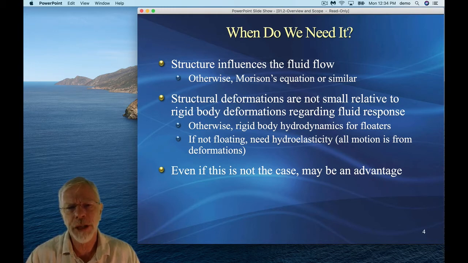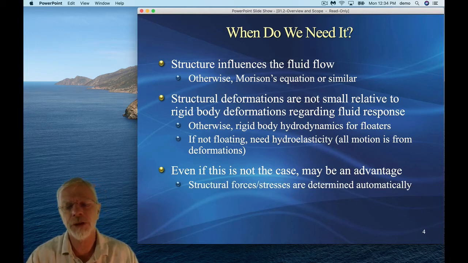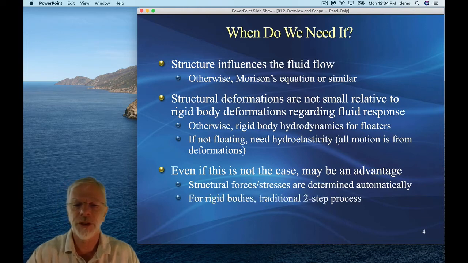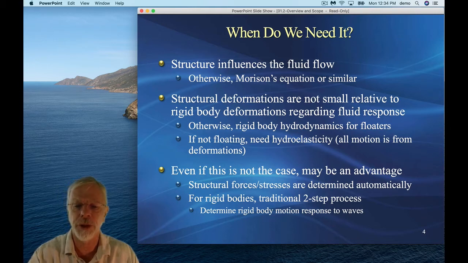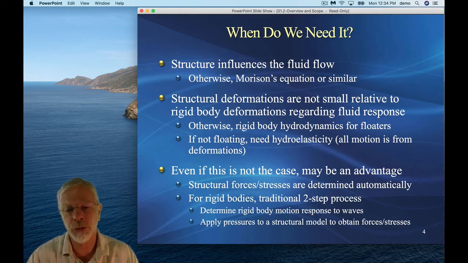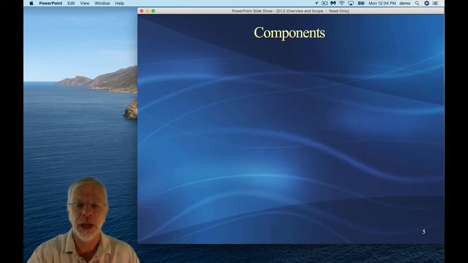Even if hydroelasticity is not per se required, there may be an advantage to using it because the structural forces and stresses are determined automatically as part of the analysis. This is as compared to what's traditionally done for rigid body hydrodynamics, which is broken down into a two-step process where the rigid body motions are determined, for example, motions resulting from waves. And then the resulting pressures are applied to a structural model to obtain the forces and stresses. And these are typically applied statically.